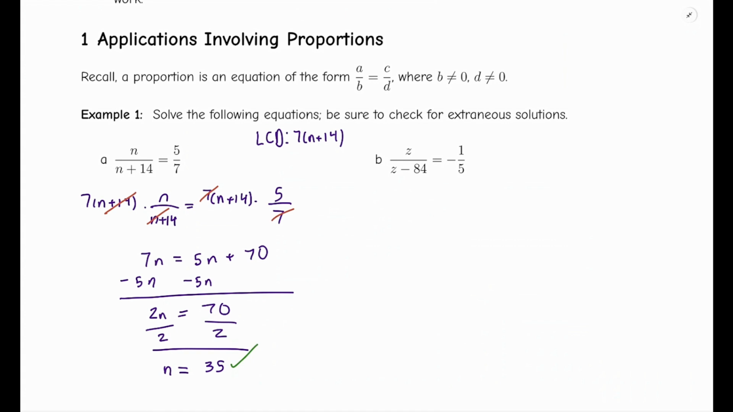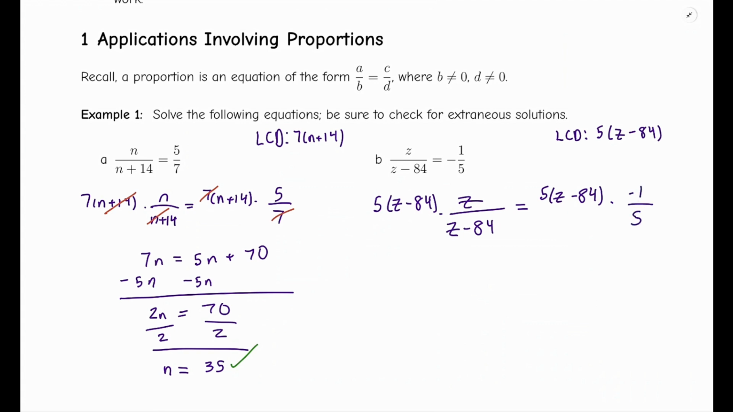So that checks. Part B, z over z minus 84 equals negative 1/5. So the LCD here is 5 times z minus 84. So I'm going to multiply everything by that. The z minus 84 cancels out on the left, and the 5 cancels out on the right.